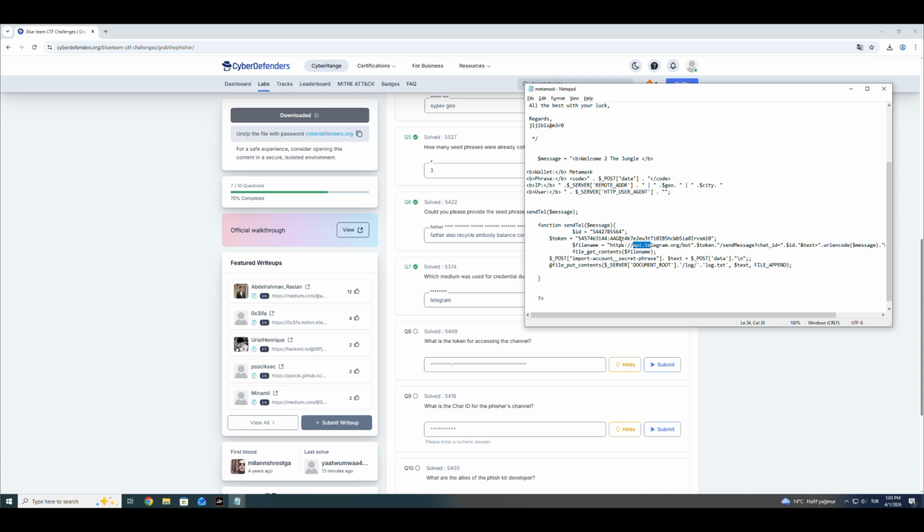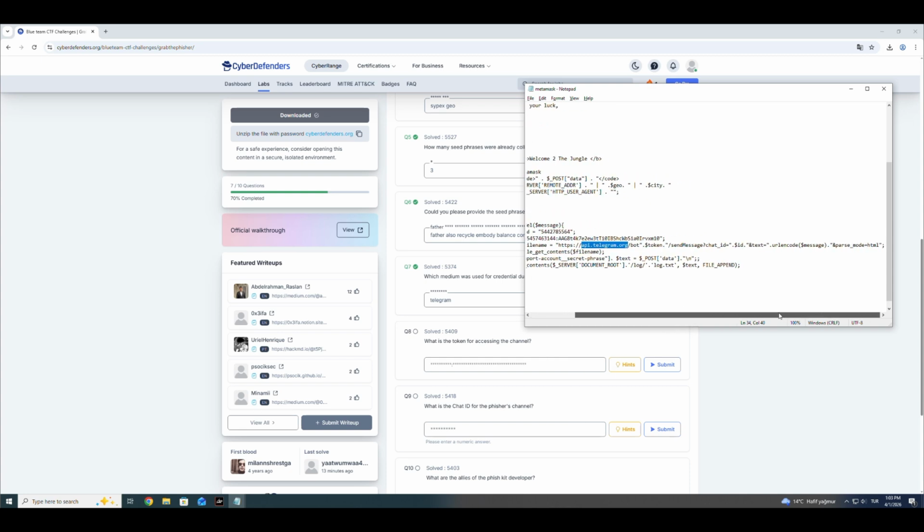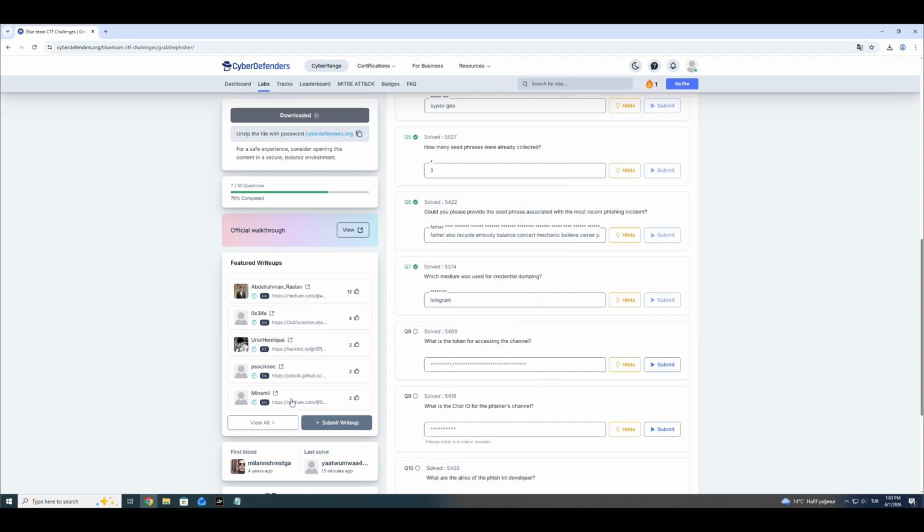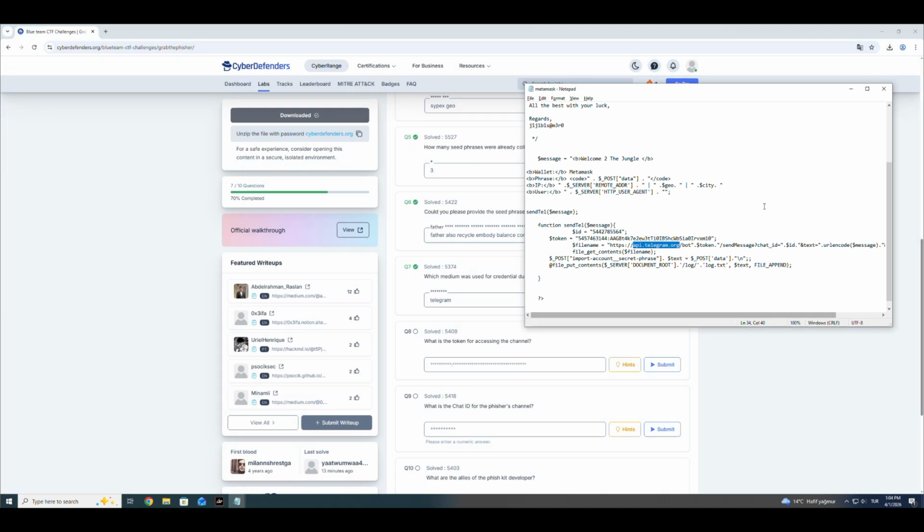The most critical phase of our analysis is determining how the stolen credentials are being exfiltrated. Returning to the metamask.php source code, we inspect the data transmission block. The code clearly constructs a payload and pushes it out via the Telegram bot API. This is a highly common, low-cost exfiltration medium used by modern threat actors.